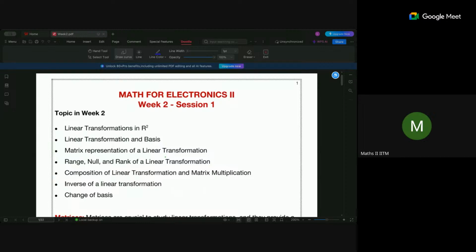So now in week 2, we will study about, see, in week 1 you are introduced to vector spaces, particularly R2, right? Now we are going to see functions, particularly linear transformations. These are a specific type of functions in R2. So linear transformations in R2 is what we are going to see mainly in week 2, and the various aspects of linear transformation. In today's session we will try to cover maybe up to range and null space, and the remaining we will cover in the upcoming sessions.